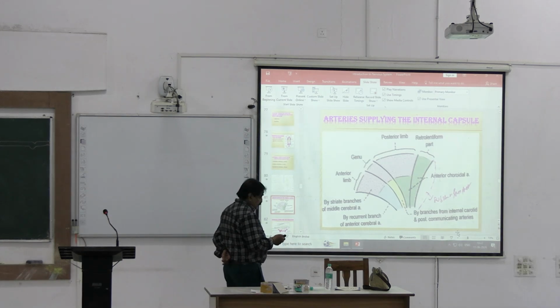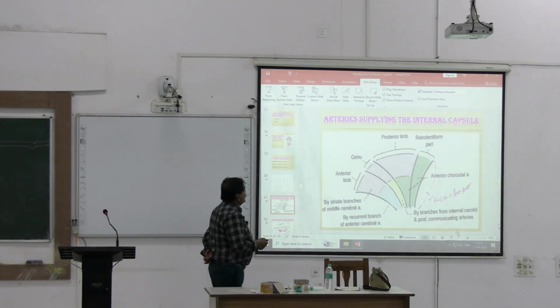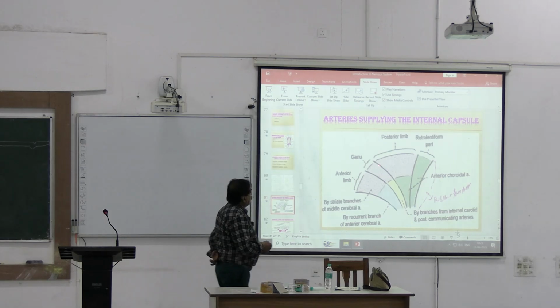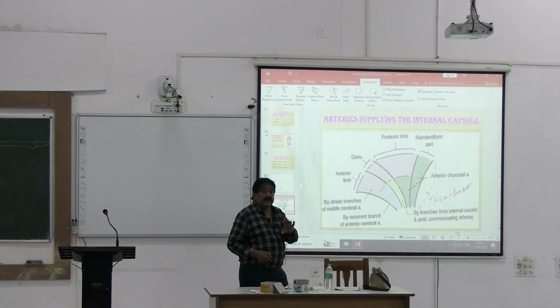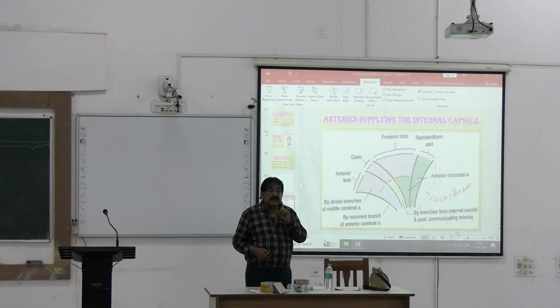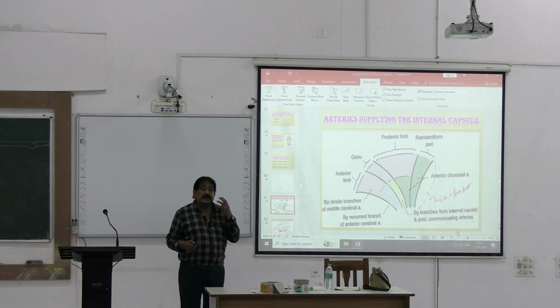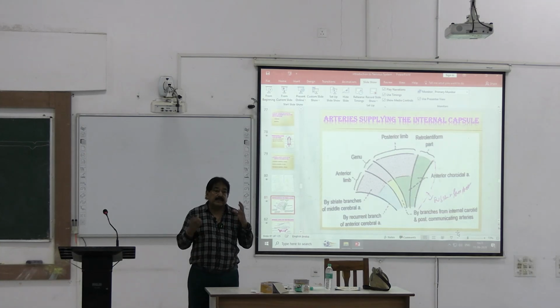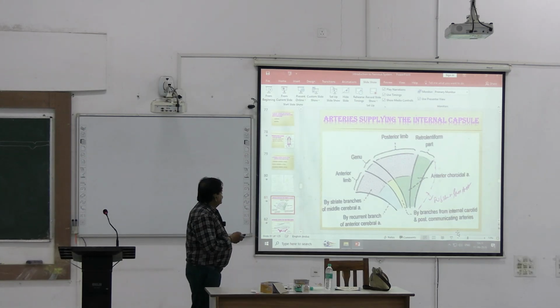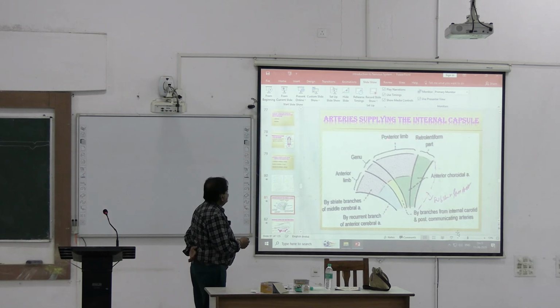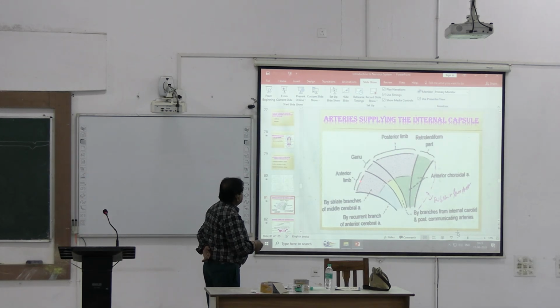Arteries supplying the internal capsule. This is an important figure, because all of a sudden, if there is a cerebral stroke, then this portion is affected. And now you just draw this type of figure.